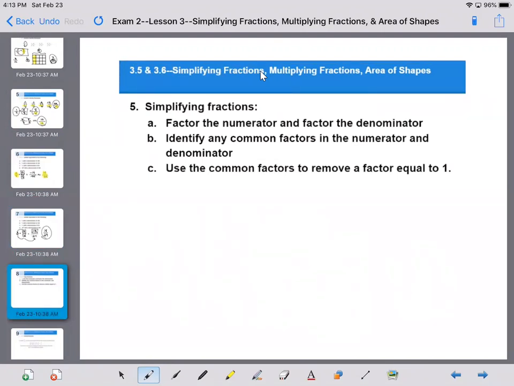So simplifying the fractions, remember we can think about, let's try to factor the numerator and the denominator. Look for common factors and use those common factors to remove a factor that is equal to 1. You are thinking about this n divided by n.